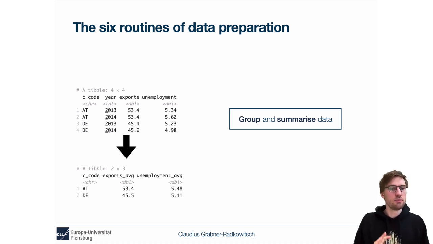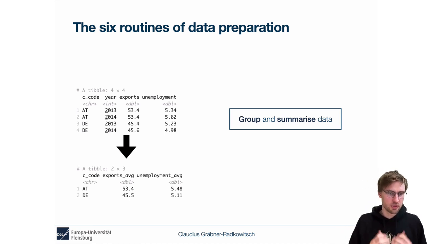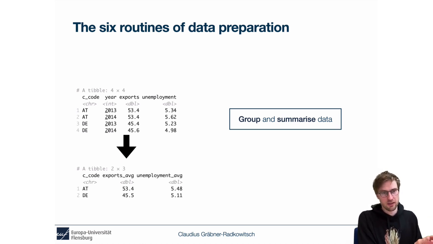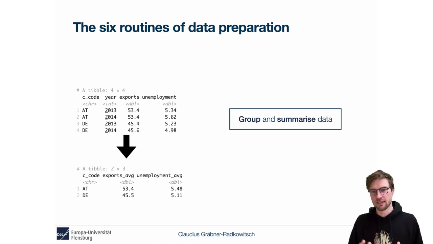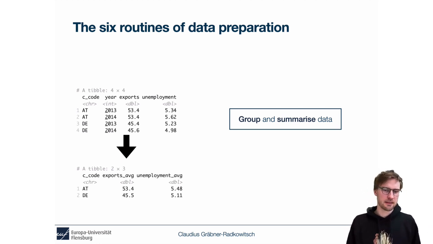So in this case, you need to group the data and then compute averages for the different groups. So in this case, there are two groups, Germany and Austria, and you want to have the means or the averages of the two variables, exports, unemployment, for Austria and Germany. So you first need to group the data set according to the country code and then summarize it in the sense of computing averages of the two variables in this data set. So this is again a little bit more tricky in the sense that you need to think about the combination of grouping and summarizing actions, but it's something that you do very, very frequently in practice.